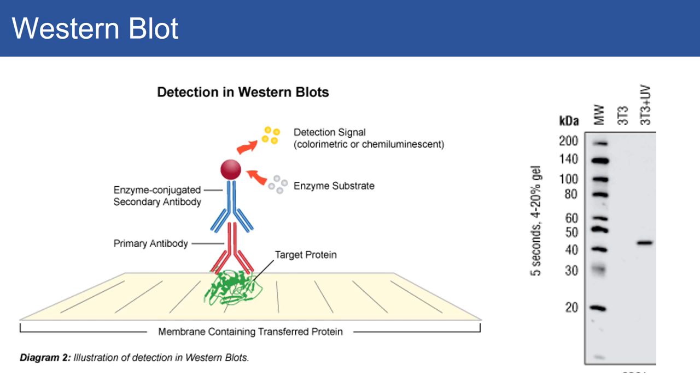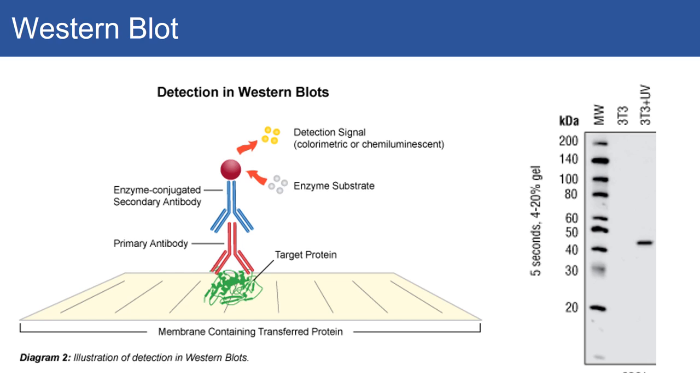So the idea is we run an SDS page gel, we transfer it to a blot, we add an antibody, we wash away all the excess antibody, and then we visualize that either through some kind of enzyme or some kind of tag. And Western blots are very, very specific. They're not as sensitive, but they're very, very specific.